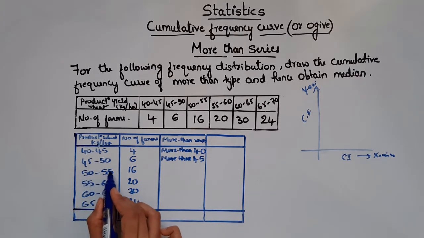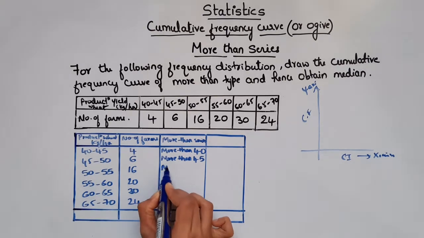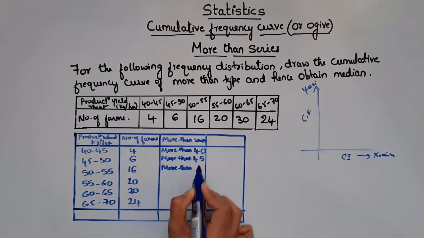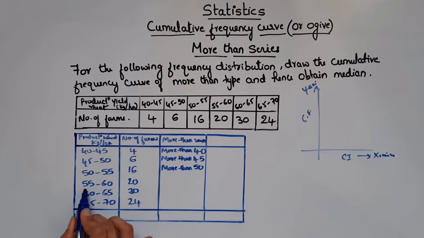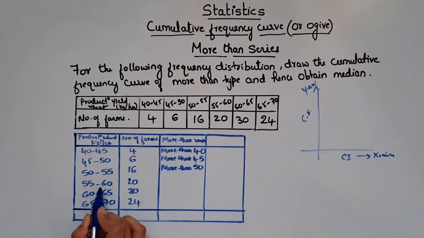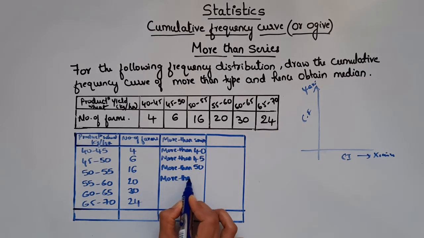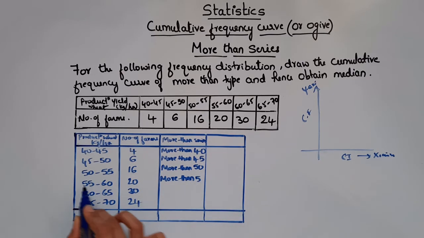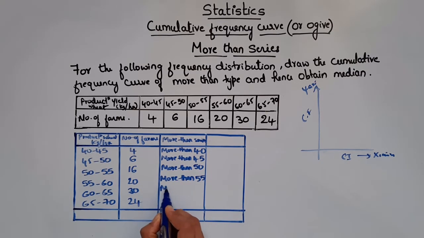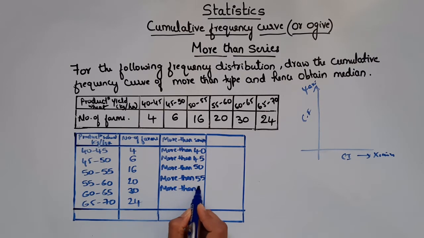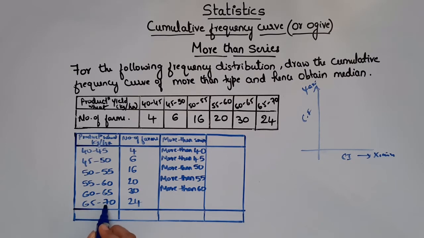Similarly, more than 50 but less than 55, right? So you will write more than 50. In this case, more than 55 but less than 60. So what we want is more than. You have to form a series of more than. So more than 55. In this case, more than 60 but less than 65, which means we have to write more than 60. In this case, we have more than 65 but less than 70, which means we have to write more than 65.